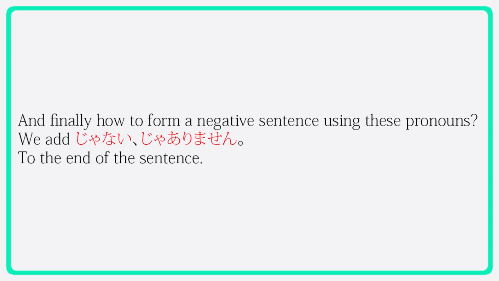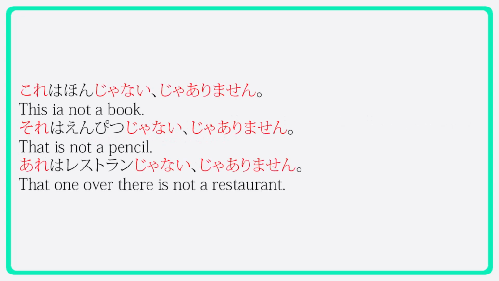And finally, how to form a negative sentence using these pronouns. We add janai, ja arimasen to the end of the sentence. Kore wa hon janai, ja arimasen. This is not a book. Sore wa enpitsu janai, ja arimasen. That is not a pencil.